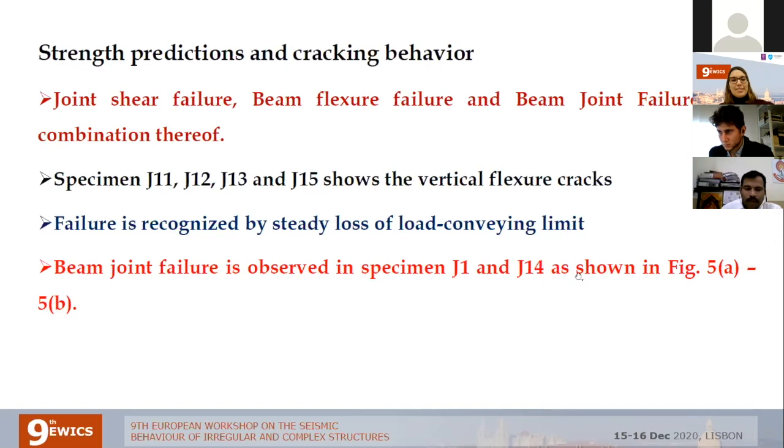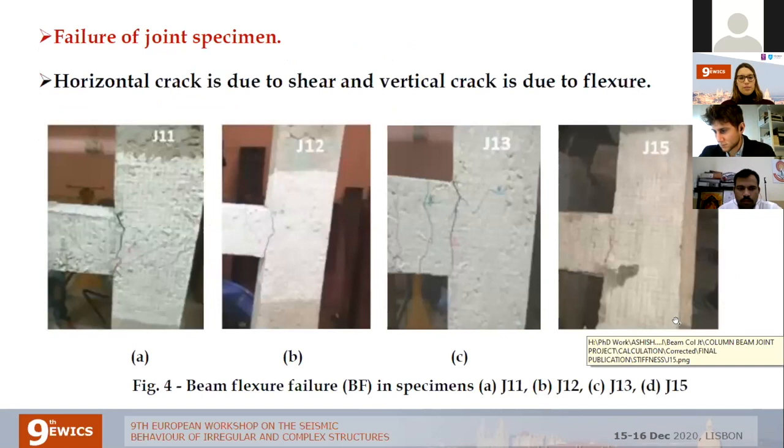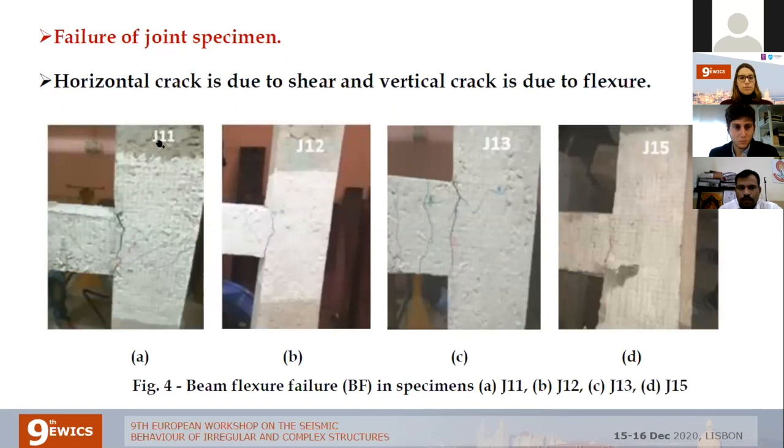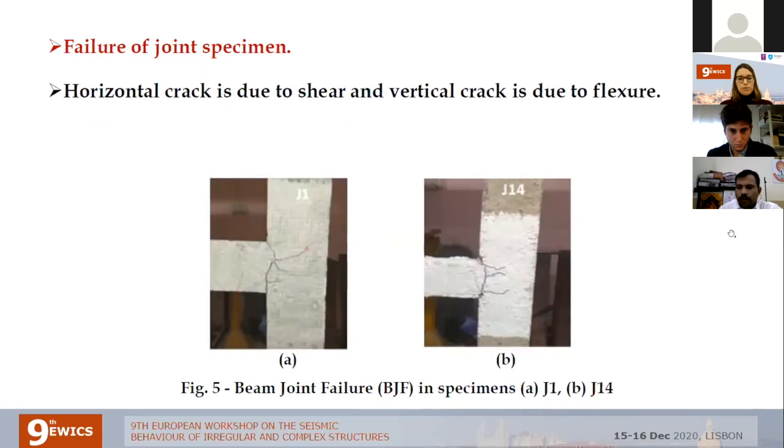Failure is recognized by the steady loss of load carrying capacity after the formation of the plastic hinge in the adjacent beam, and the same is evident in Figures 4A to 4D. Beam joint failure is observed in specimens J1 and J14. So we can say this is the beam joint failure in specimens J11, J12, J13, and J15, whereas in specimen J14 the joint failure is the same.